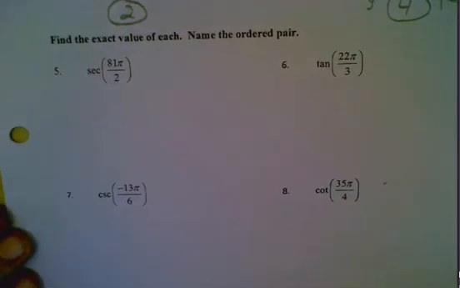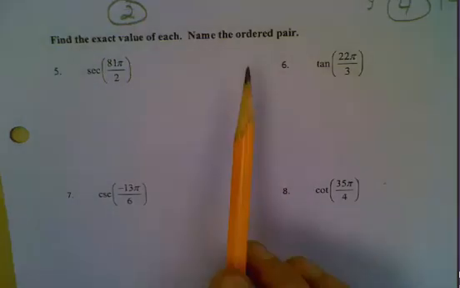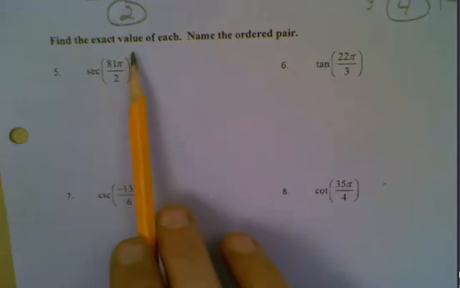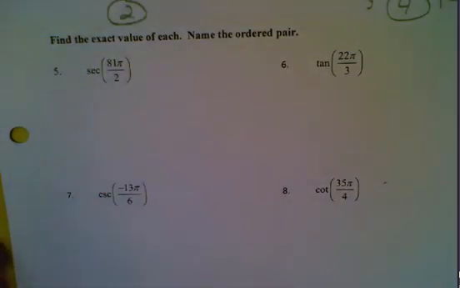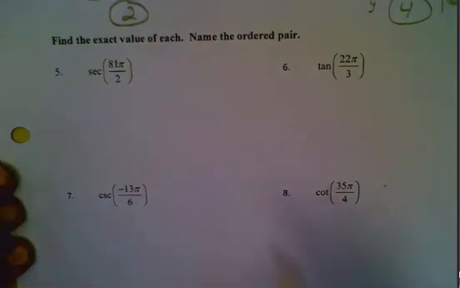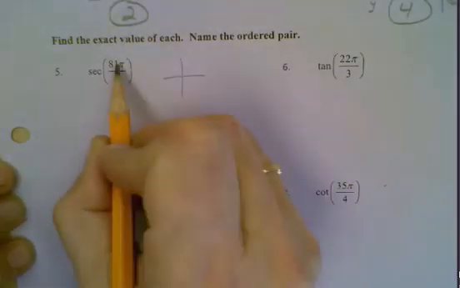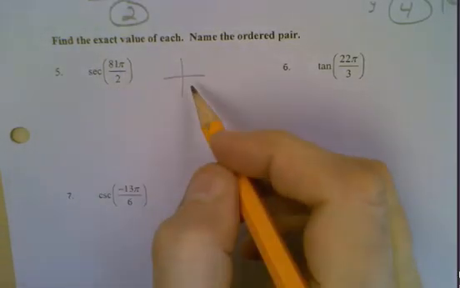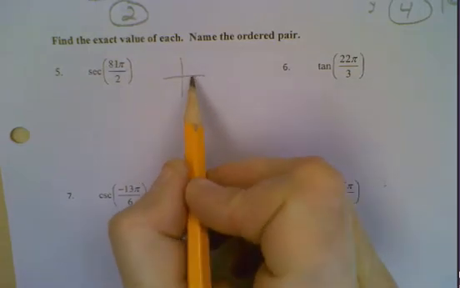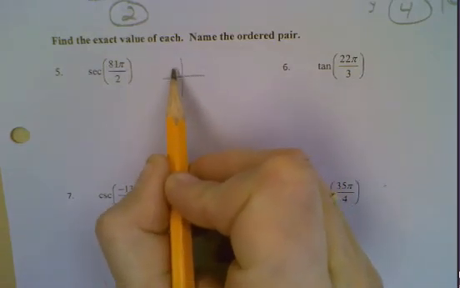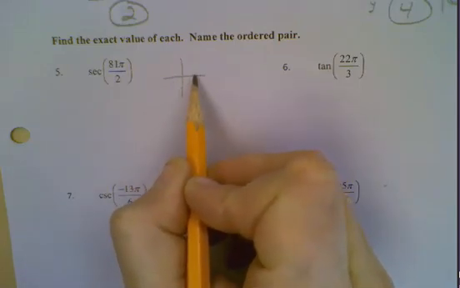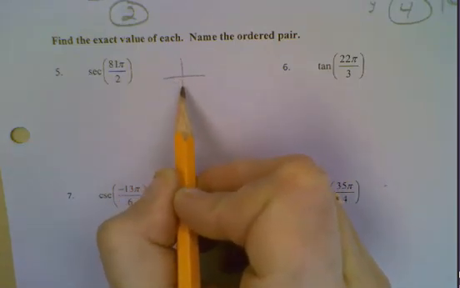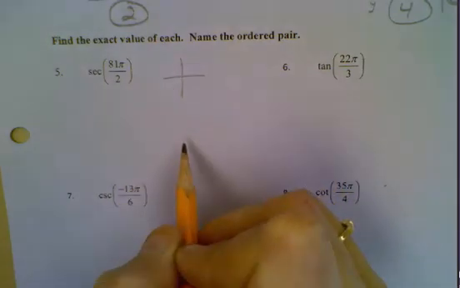The next kinds of questions deal with drawing your picture, figuring out what your reference angle is so you can get your ordered pair, and then finding the value, whichever it happens to be. Now, the thing about these is they're bigger than 2 pi or less than negative 2 pi, so you have to go around the circle more than once. So when I look at something like 81 pi over 2, I think, where does that end up? You could sit and count. You could say 0, 1 pi over 2, 2 pi over 2, 3 pi over 2, 4 pi over 2, 5 pi over 2. You could keep counting until you get to 81.